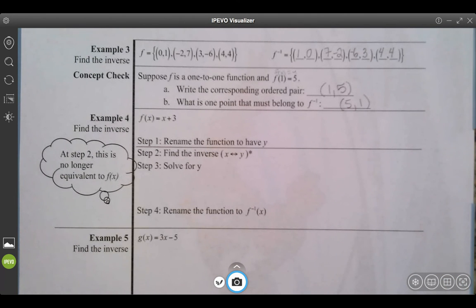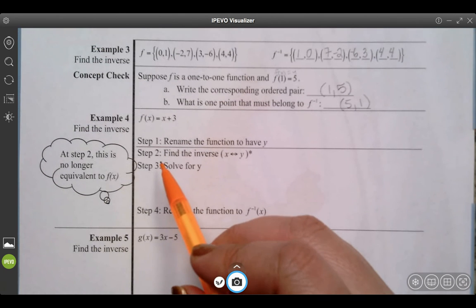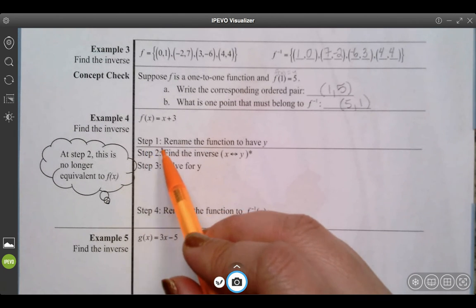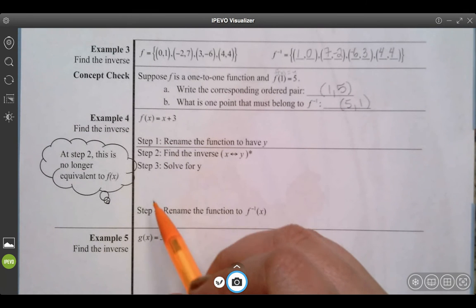Okay, so let's look at example 4. Now for example 4, we're finding an inverse function. So not just the ordered pairs, but a whole function. Okay, so here are the steps. And I changed the formatting a little bit on your notes packet so that this line is dashed, so that it's a little bit clearer that this whole thing is one example.